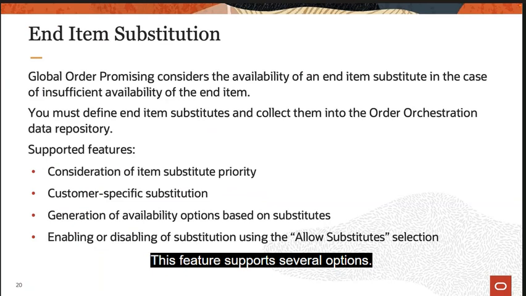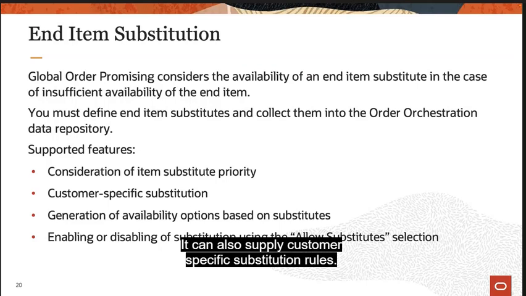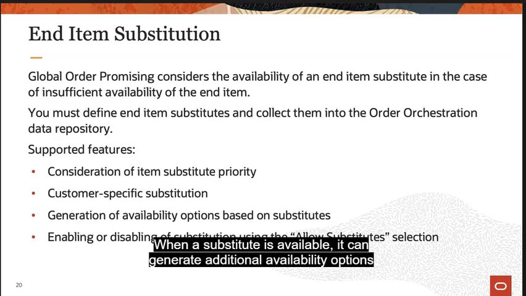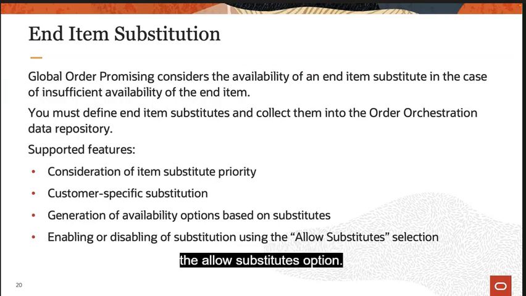It can evaluate substitute priority to determine the best alternate items. It can also supply customer-specific substitution rules. When a substitute is available, it can generate additional availability options based on those alternates. You can control whether substitution is used by enabling the Allow Substitutes option.